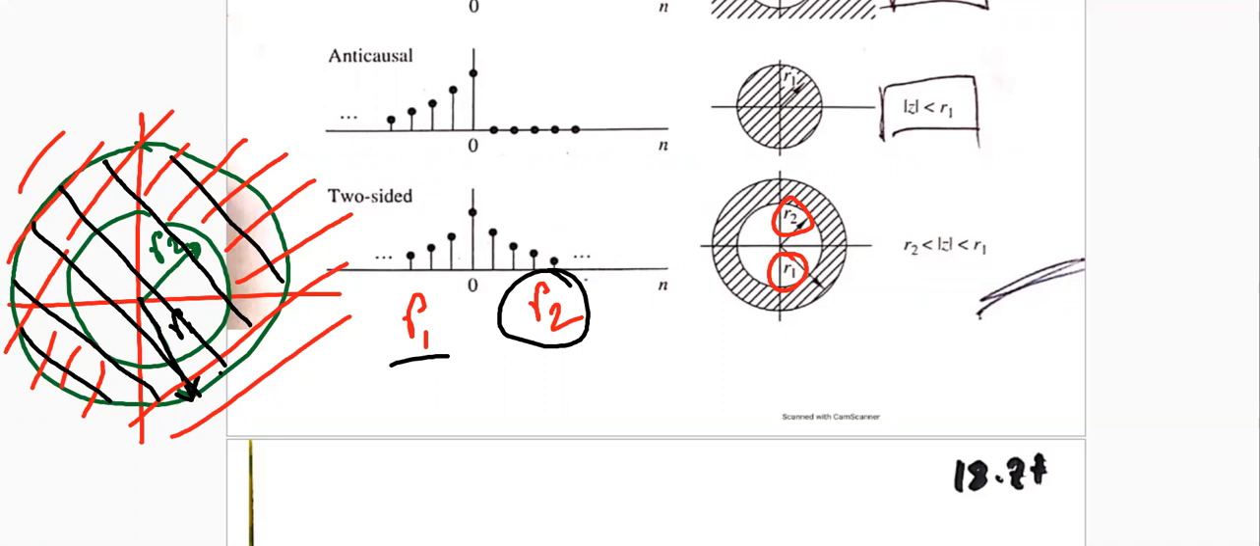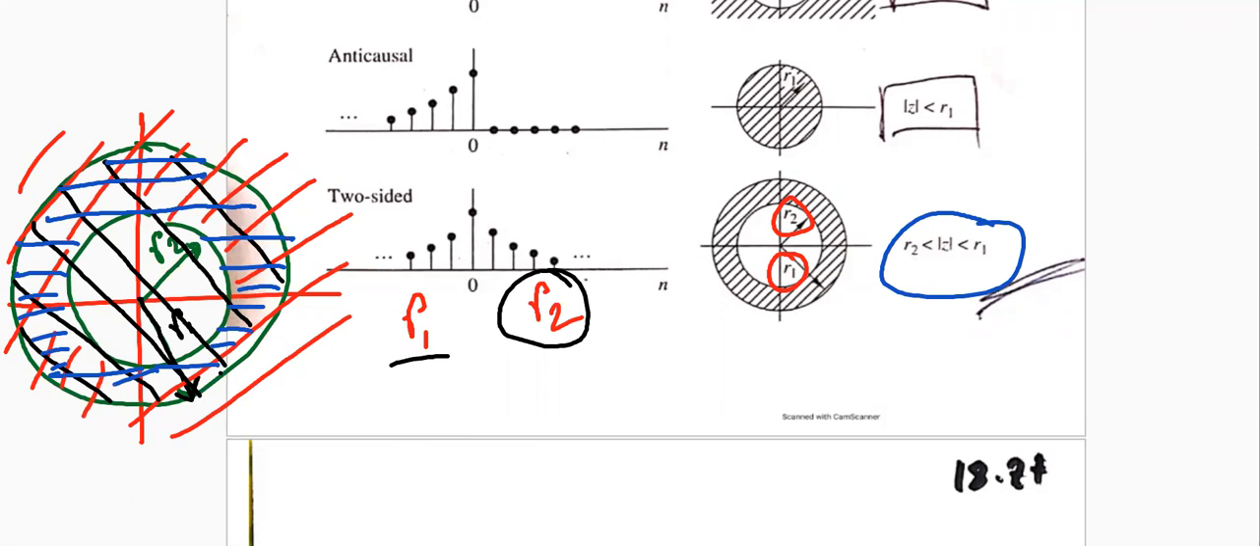And where is the common solution? If I take another color, where is the common solution? The common solution is inside R1 and outside R2. That is in the annular format. So that is the ROC. The Z should be less than R1 and Z should be more than R2.